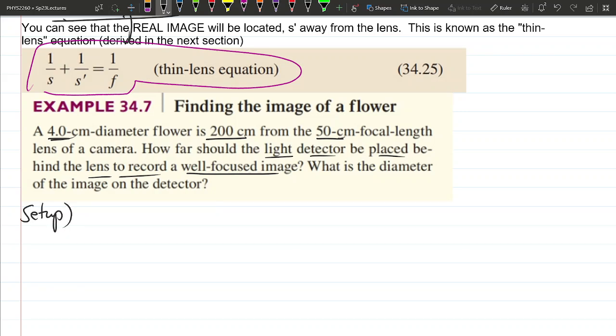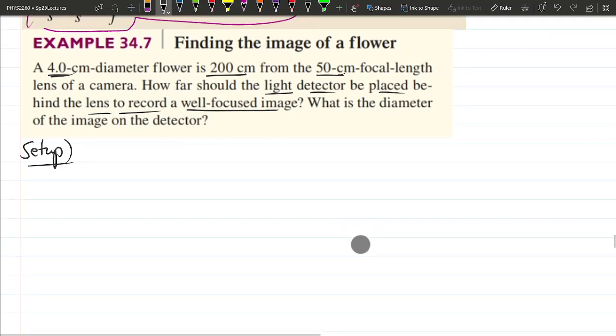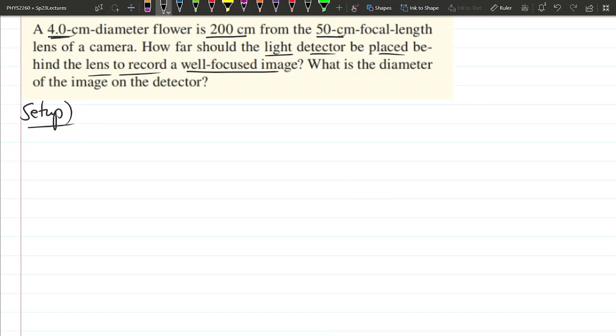So the setup of the problem is actually your ray tracing diagram. I'm going to do this freehand just to save a little bit of time, so we may not be as accurate. In this case, I'm going to place the lens kind of to the left, because we know that the image has to form pretty far away. And then we're going to put a little flower here that's going to be kind of short.